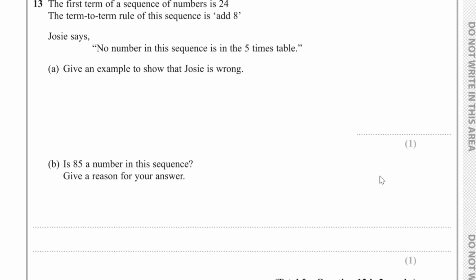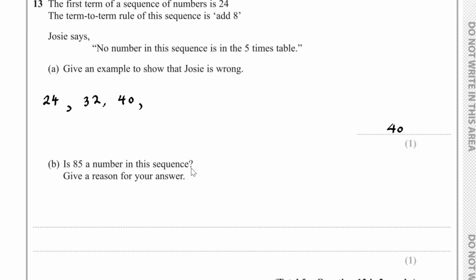Question number 13. The first term of a sequence of numbers is 24. The term-to-term rule of the sequence is to add 8. Josie says no number in this sequence is in the 5 times table. We have to give an example to show that Josie is wrong. Well, if I begin with the 24, I can then add on 8 to give me 32, and if I add on another 8, I get 40. And you'll notice over here, 40 is in the 5 times table, so an example would be the number 40.